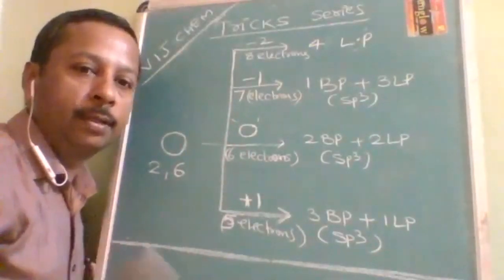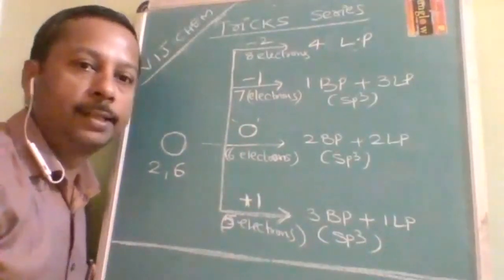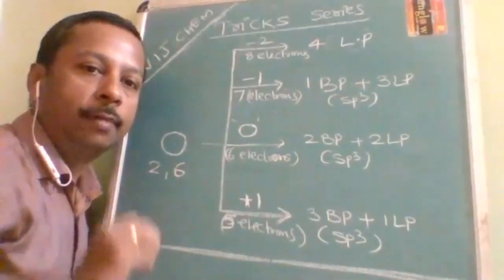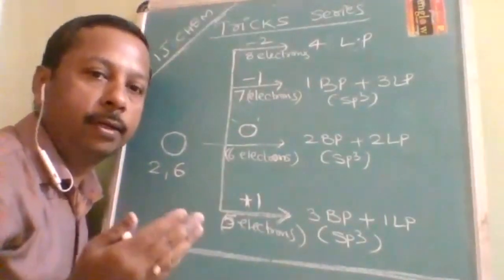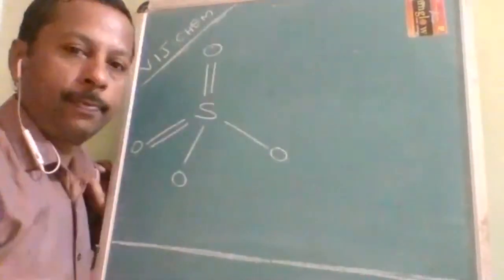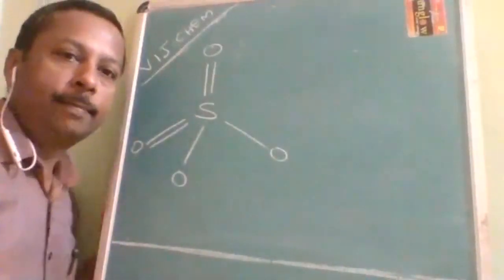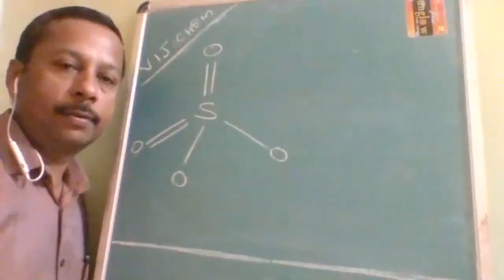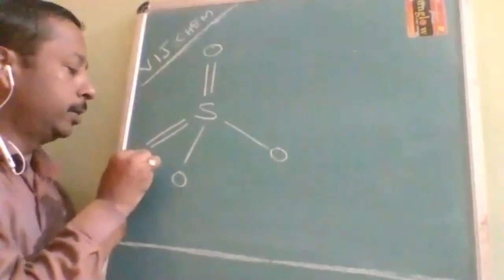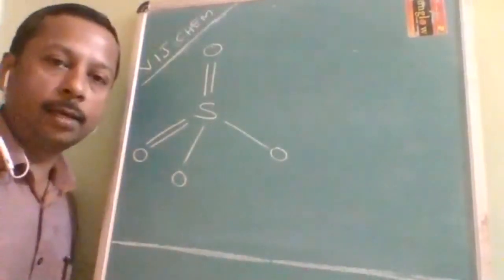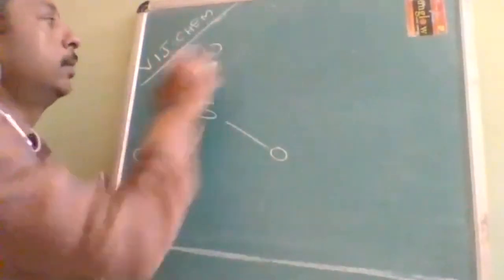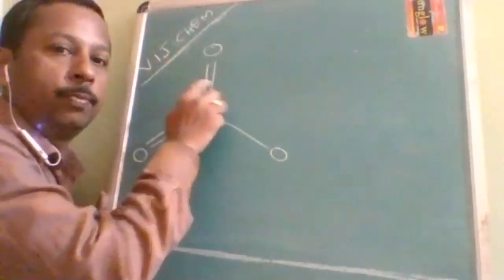Are you ready with me for a live example, a good example wherein you will be able to draw all the resonating structures? If you have resonating structures, then you can find out the formal charge. Okay, first we will see an example where we have a resonating structure, and how to assign the charge and how to allocate the lone pairs of electrons. See here, this oxygen is having two bond pairs.